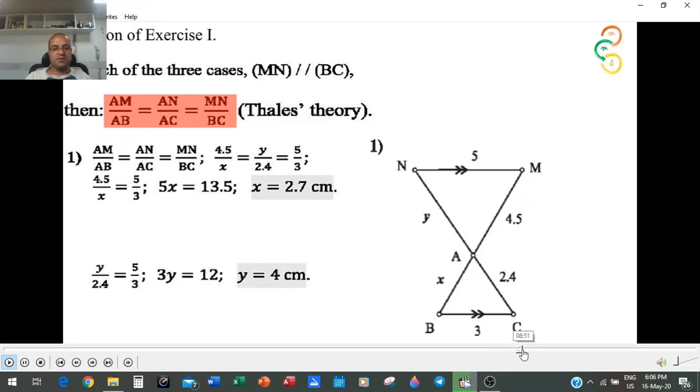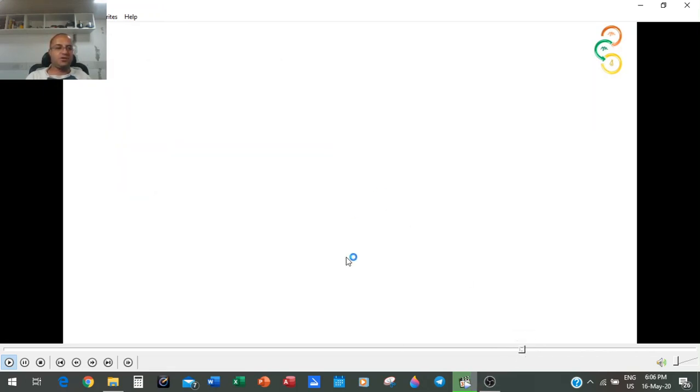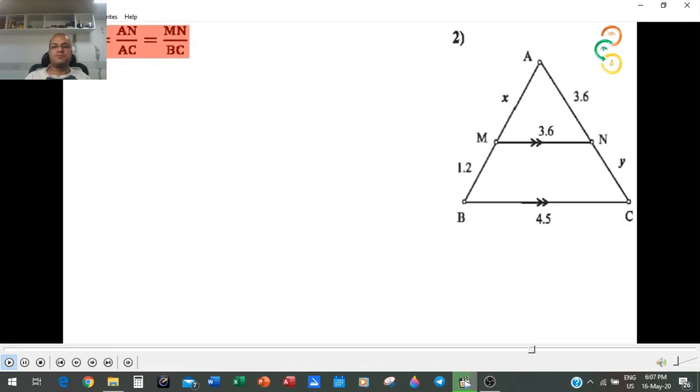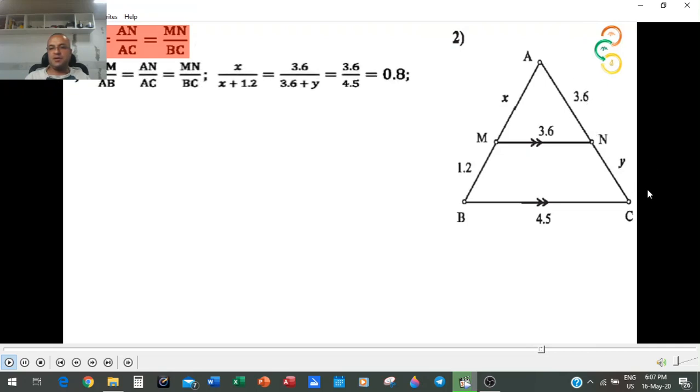The second part, let's move to the second part. The same: AM over AB equals AN over AC equals MN over BC. And in this triangle, let's check the given. AM is X, MB equals 1.2, AN equals 3.6, and NC equals Y. We have MN equal 3.6 and BC equal 4.5. We start replacing the values of the segments in the ratios.